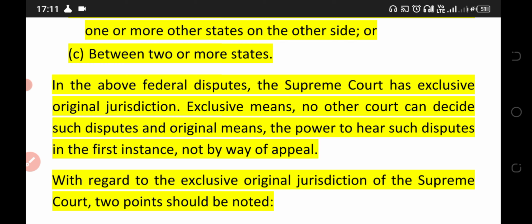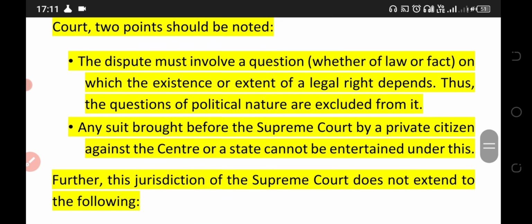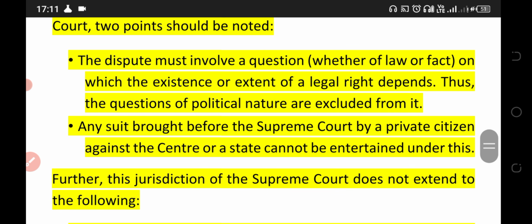Exclusively means no other court can decide such disputes, and original means the power to hear such disputes in the first instance, not by way of appeal. With regard to the exclusive jurisdiction of the Supreme Court, two points should be noted here. The dispute must involve a question, whether of law or fact, on which the existence or the extent of a legal right depends. Thus, questions of a political nature are excluded from it.